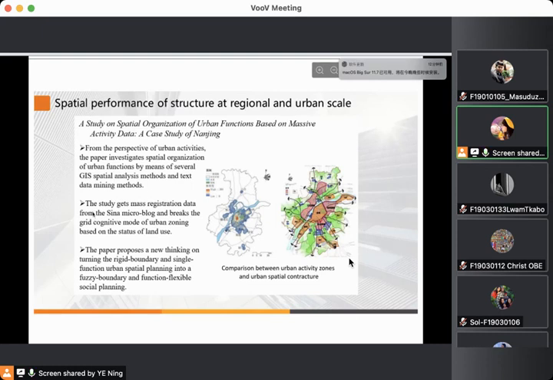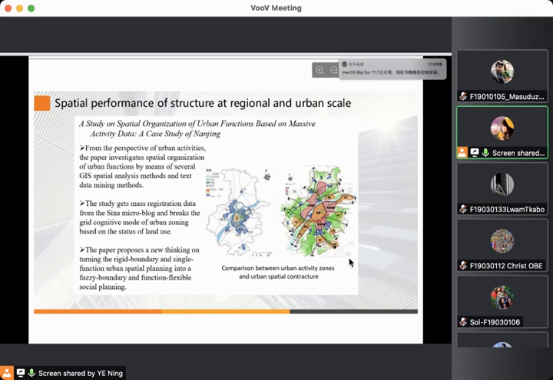And here, the second, we can get massive data from Sina Weibo. Okay, that comes from the website, right? The Weibo. And the grid connective model of urban zoning based on the status of land use. Okay. Yeah, so this is here.